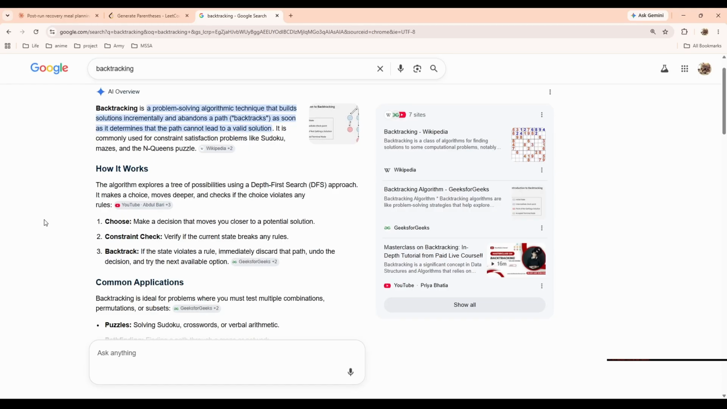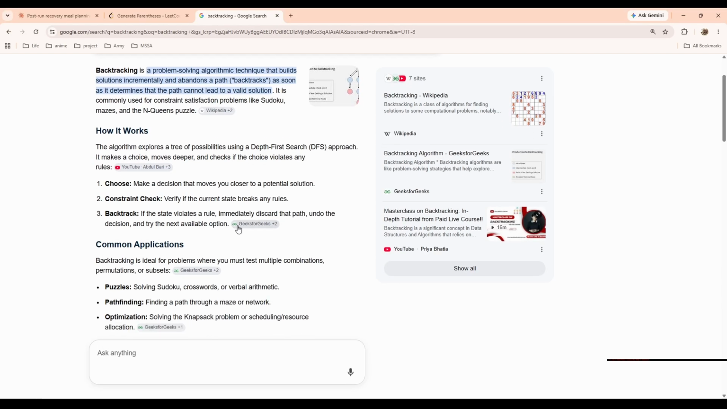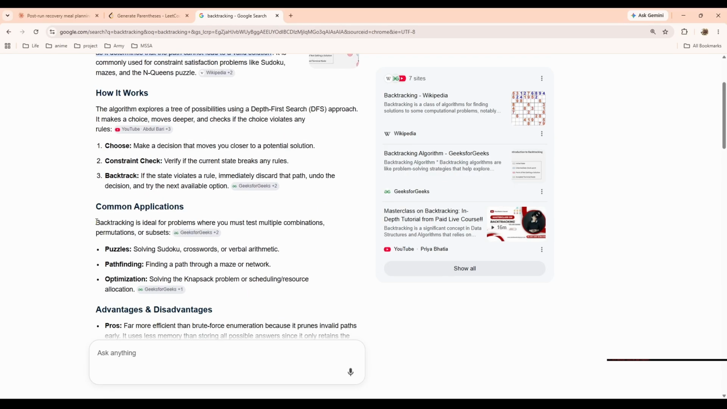How it works: the algorithm explores a tree of possibilities using a DFS approach. It makes a choice, moves deeper, and checks if the choice violates any rules. So you choose first, make a decision that moves you closer to a potential solution, and then you check the constraint. If it breaks it, then you back off, ditch that branch, and try the next available option. Common application: backtracking is ideal for problems where you must test multiple combinations, permutations, or subsets, which is why I guess it goes hand in hand with our dynamic programming type of questions.